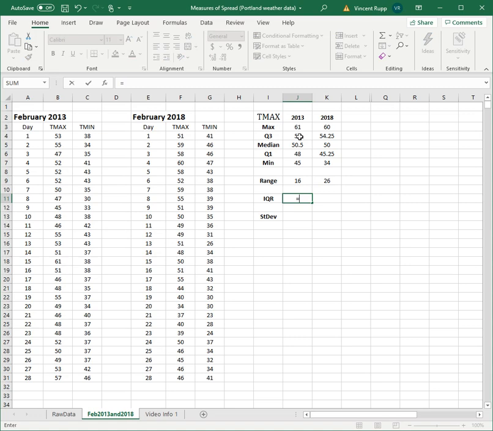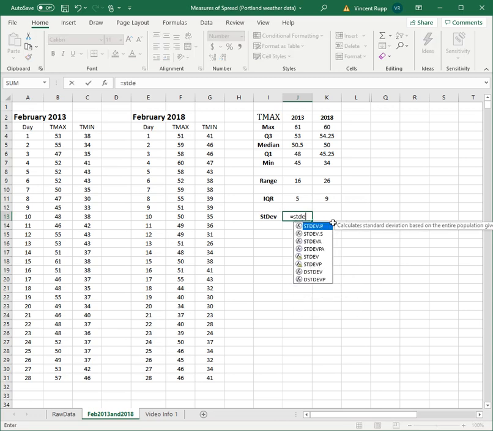IQR will give us a similar result. We just do Q3 minus Q1. We get 5 for 2013, 9 for 2018. Interpreting this is a little complicated because what does 5 mean? Well, these are all in degrees, so it's 5 degrees, but can we really write a sentence about what that means in terms of the weather? Well, not really, but you can kind of think like, okay, there was about 5 degrees difference between most days in February 2013. February 2018, there was maybe 9 degrees difference between most of the days.